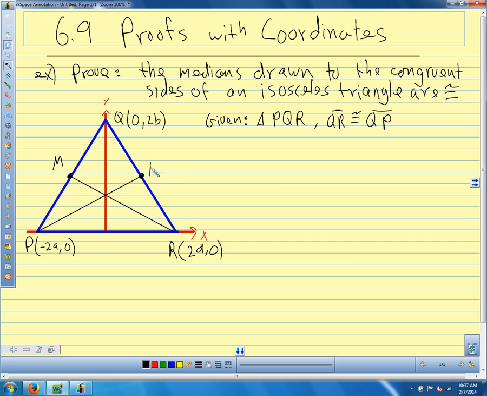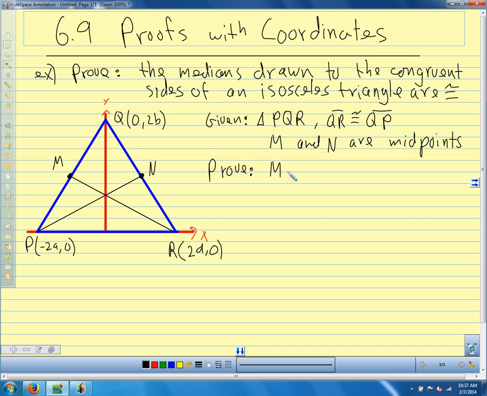And we're going to call M and N those points. So because those are medians, we know that M and N are midpoints. So those are our medians. So we want to prove that MR is congruent to NP. Those segments are congruent.